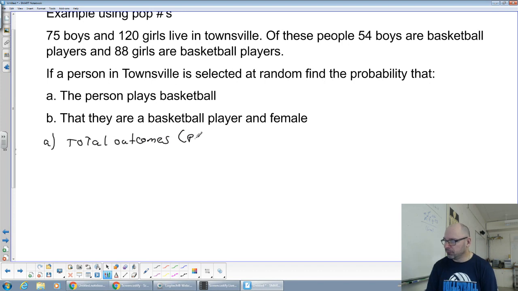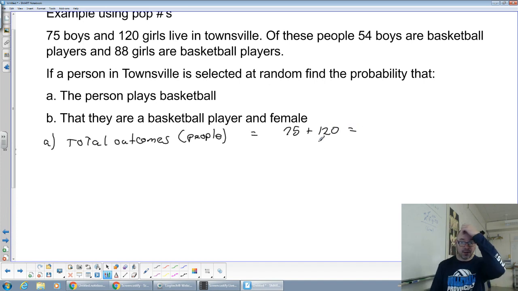Which would be people. That equals 75 plus 120. So the total number of people in the town, whether they play basketball or not, is 120 plus 75. So that would be 195. Okay, so that's the total.